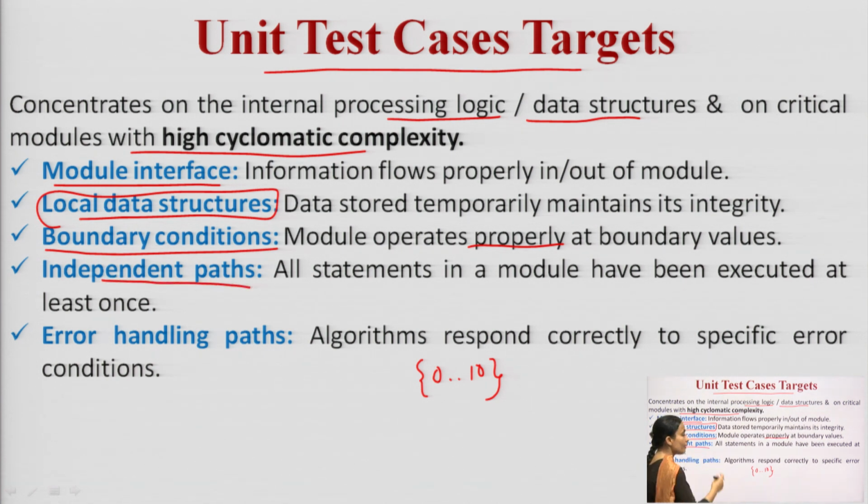Then independent paths: are all the statements in the module executed once, or has some path never been followed in the entire software execution? Then how I am going to handle the errors, that is, how well my algorithm responds correctly to the error conditions. Does it come out, or does it go into an infinite loop and keep running so that I have to separately escape it?